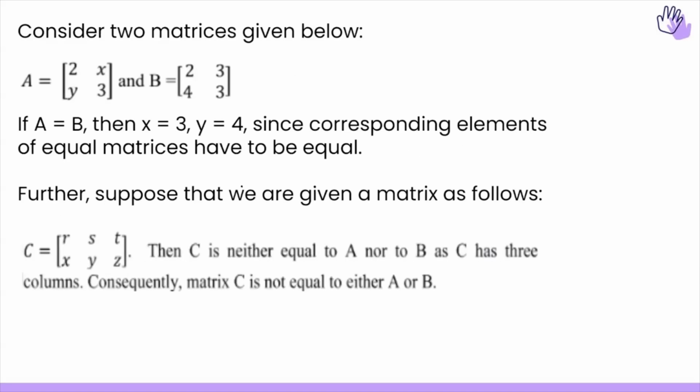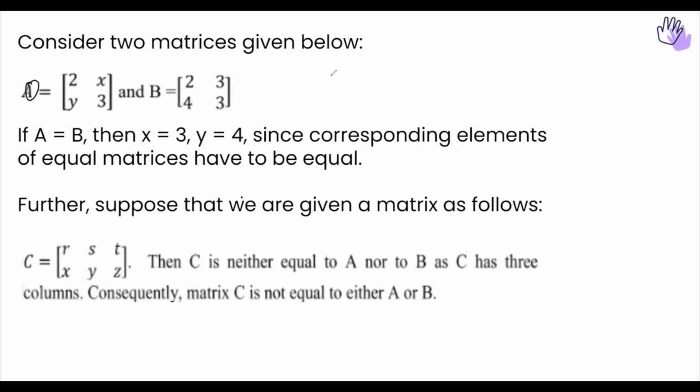So let us take an example. I've given you A equal to 2, x, y, 3 and B equal to 2, 3, 4, 3, and I said that A equal to B. So when I say A equals B, the number of rows here should be equal to the number of rows here. Is it the case? If you see, there are 2 rows here, there are 2 rows here. Yes, it is. That first condition is done.